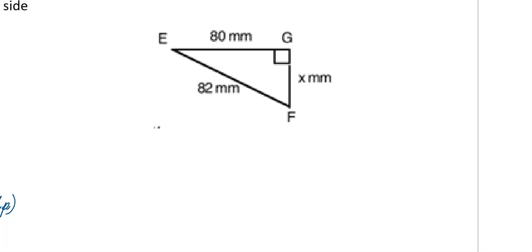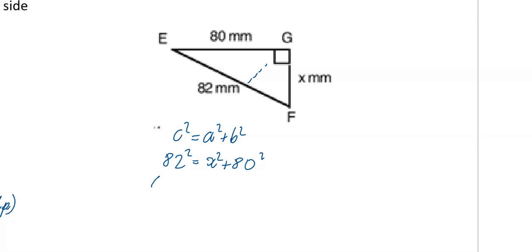Okay, second example we have 82 is our hypotenuse. You can see it's opposite the right angle. So I'm just going to write down my Pythagoras Theorem again. C squared equals a squared plus b squared. So in this case, 82 squared is equal to x squared plus 80 squared. And then we'll just work on with that.